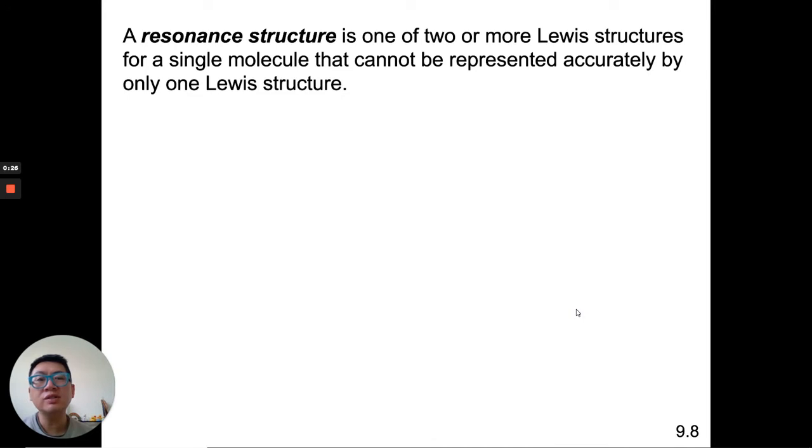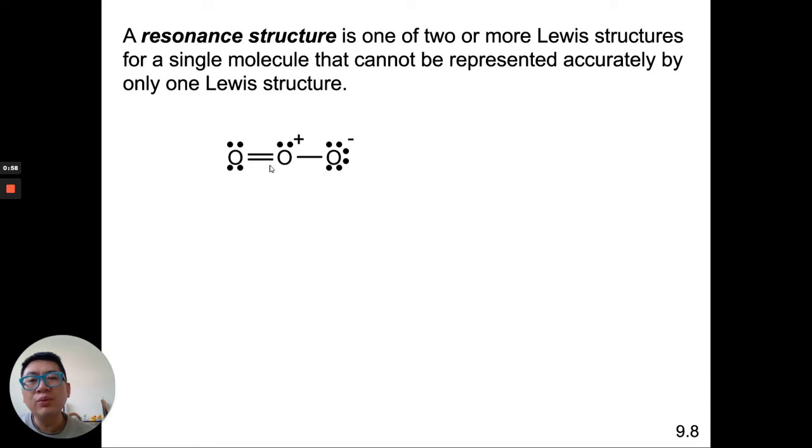A resonant structure is one of two or more Lewis structures for a single molecule that cannot be represented accurately by only one Lewis dot structure. An example of that on the computer right there is ozone, O3. By the way, the plus and minus are just the formal charge, positive one, negative one. This is ozone, O3: oxygen, oxygen, oxygen, a double bond with one oxygen, and a single bond with the second or last oxygen, you can say.